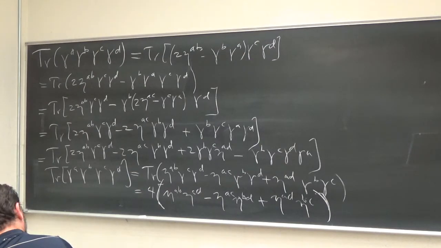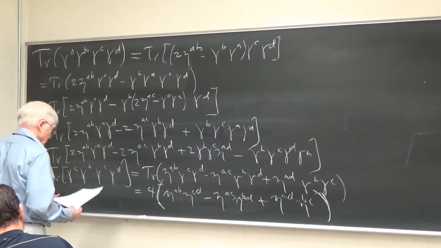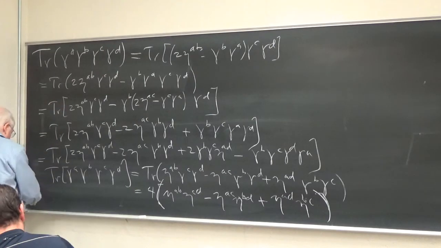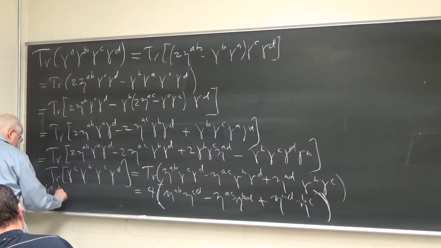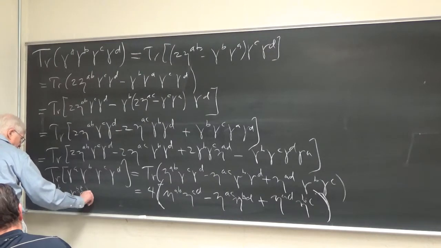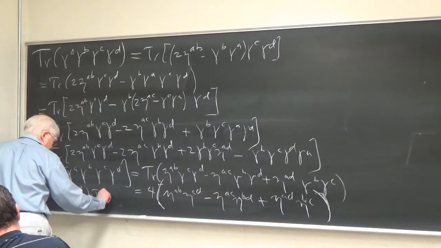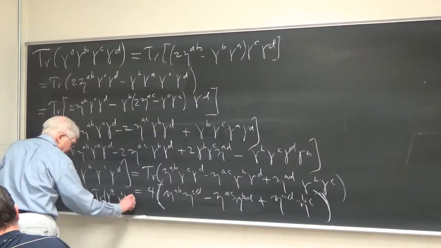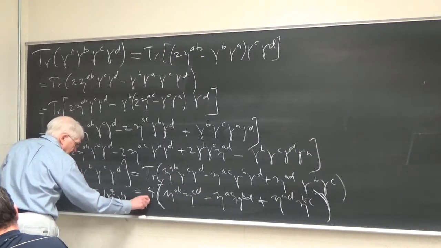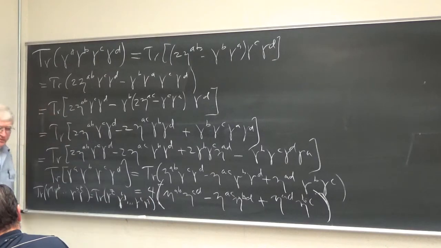There's one more rule that I'm not going to try to prove, but I'll just tell you what it is. Trace of γ_A γ_B, dot, dot, dot, γ_Y γ_Z is the same thing as trace γ_Z γ_Y, dot, dot, dot, γ_B γ_A. In other words, you can reverse all the gamma matrices and nothing changes.